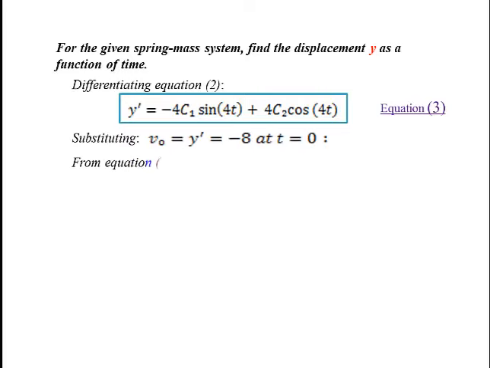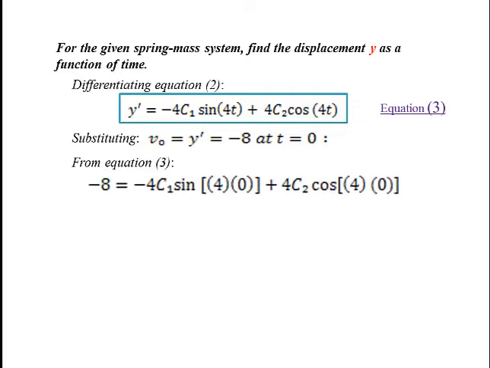By substituting v sub 0, which is equal to y prime equals negative 8 at time equals 0, into equation 3, we get negative 8 equals negative 4 c sub 1 sine 4 times 0 plus 4 c sub 2 cosine 4 times 0. By simplifying, we get c sub 2 equals negative 2.